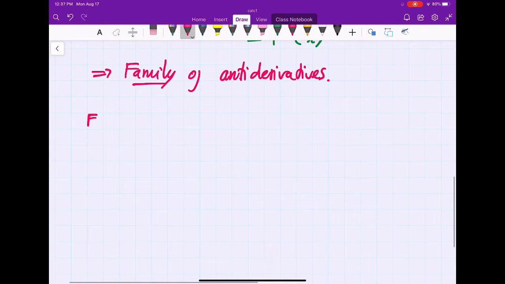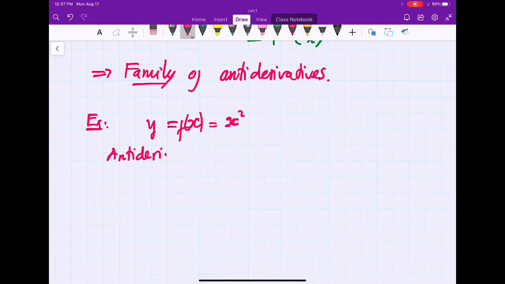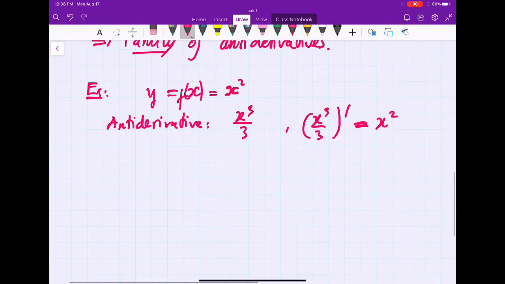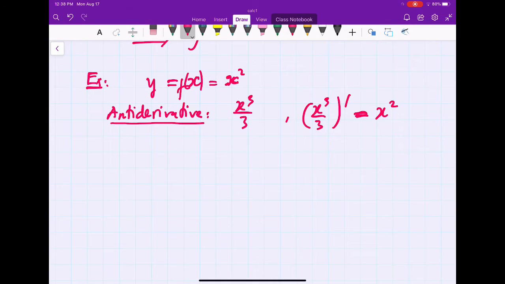For example, consider the function y equal to x squared. Agree? Okay, so that is your f of x, right? Let's write f of x equal to x squared. What is an antiderivative of x squared in this case? You may guess, an antiderivative is x cubed over 3. Why? Because when you differentiate x cubed over 3, you get exactly x squared. Is it correct? So that is one antiderivative, right?